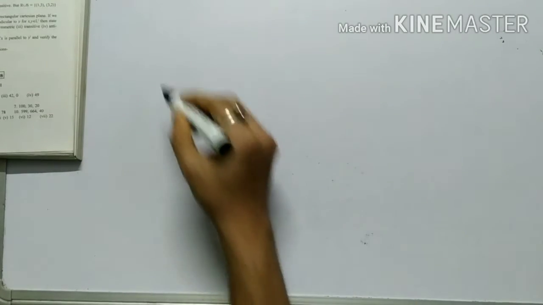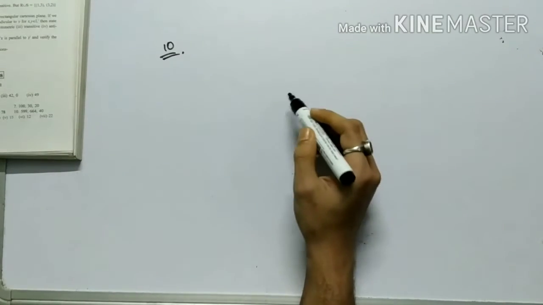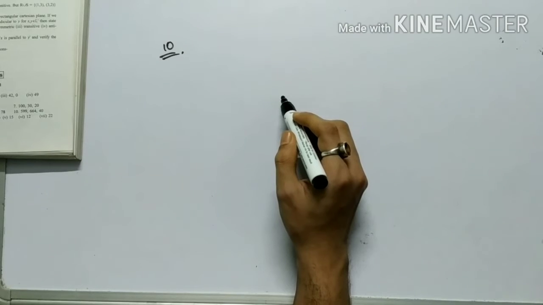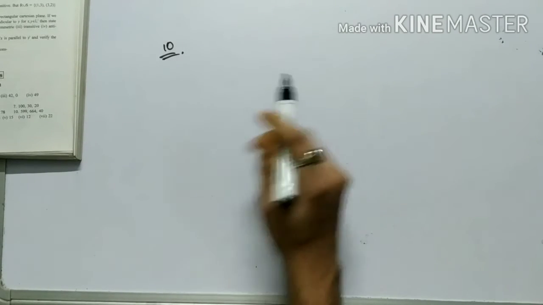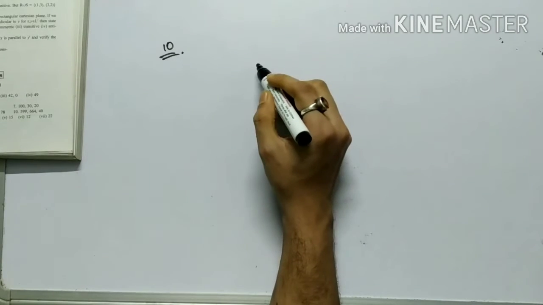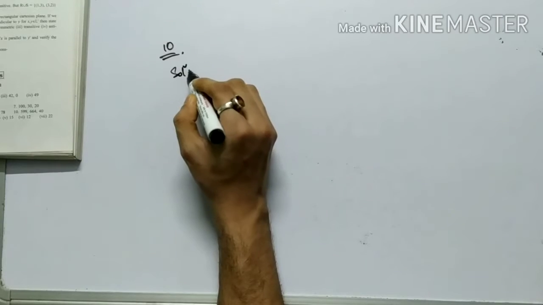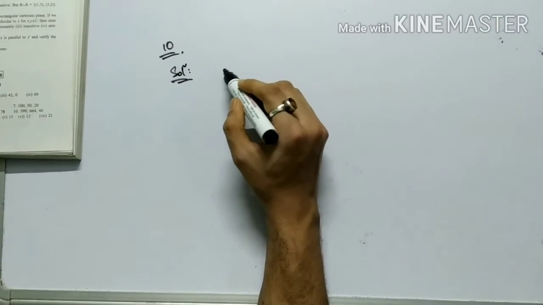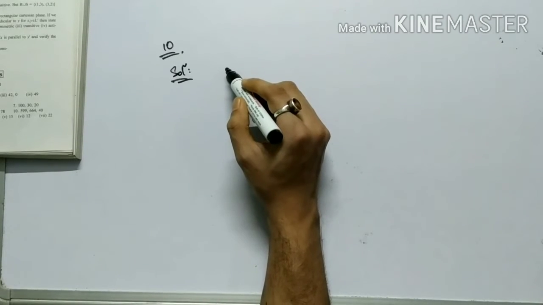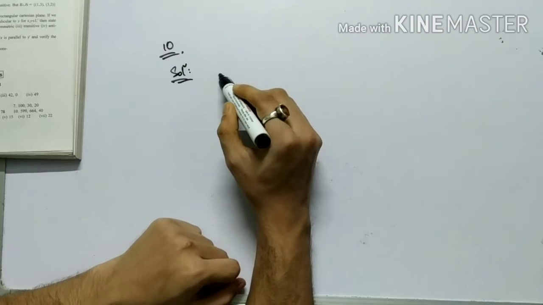Now question number 10: give an example to show that the statement "if R and S both are transitive, then R union S is transitive" is not true. The hint is already given.